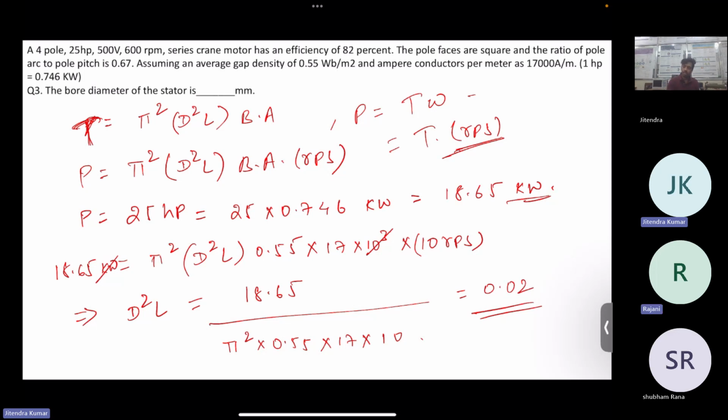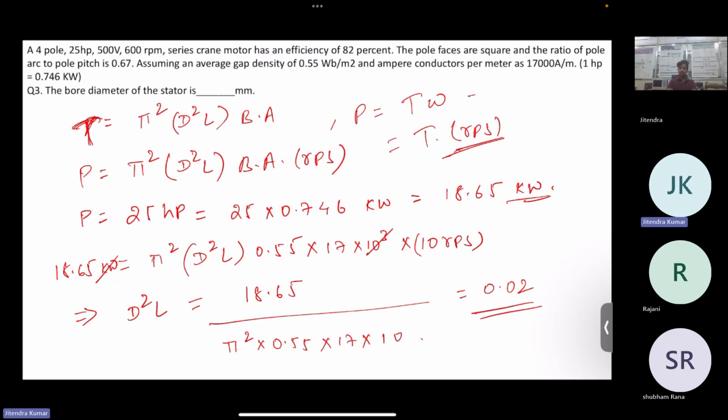Stator inner diameter, yes, a stator inner diameter. So in the problem, one more thing has been mentioned: the pole faces are square.